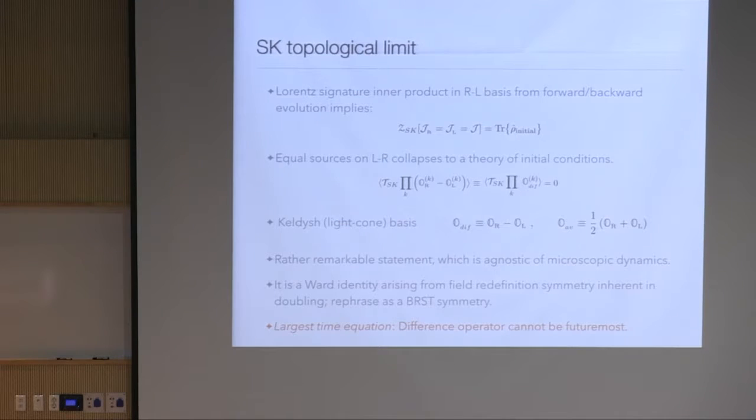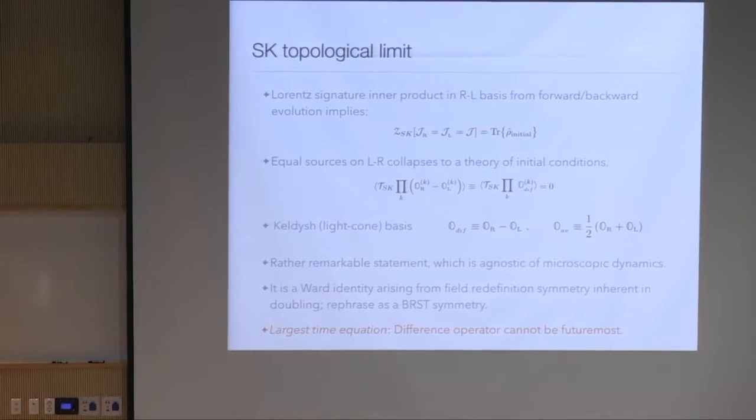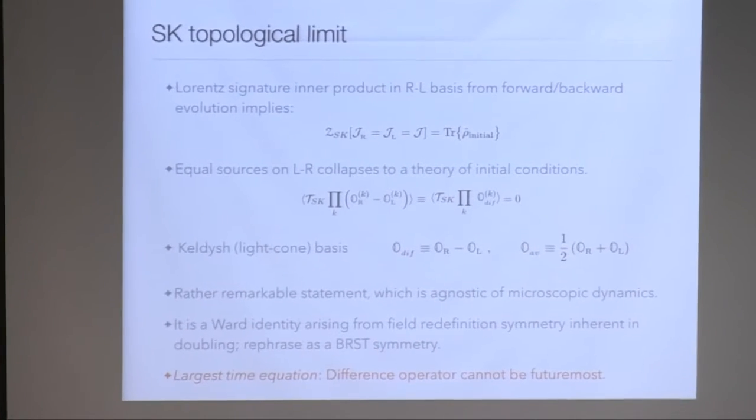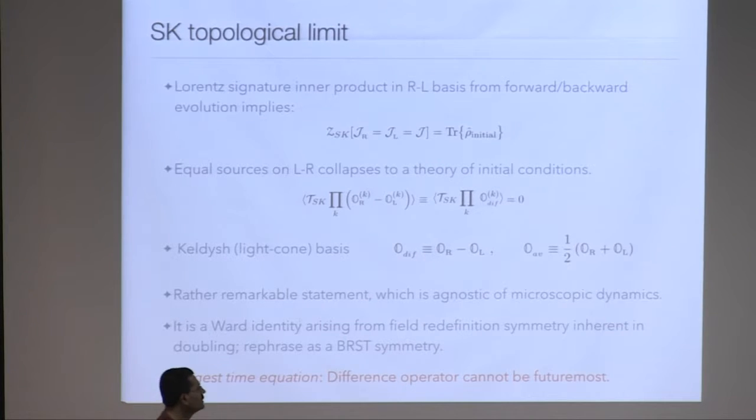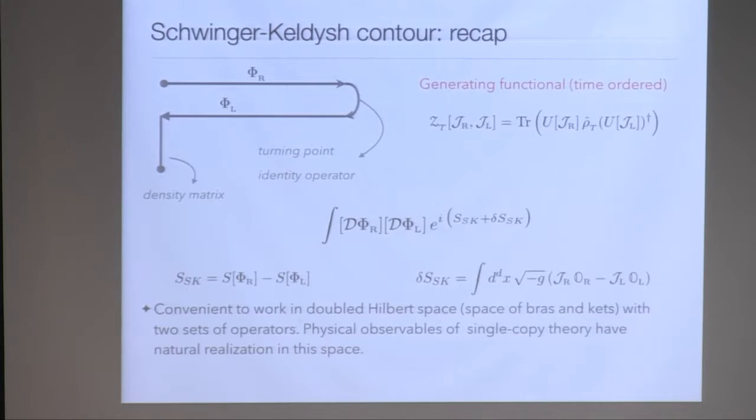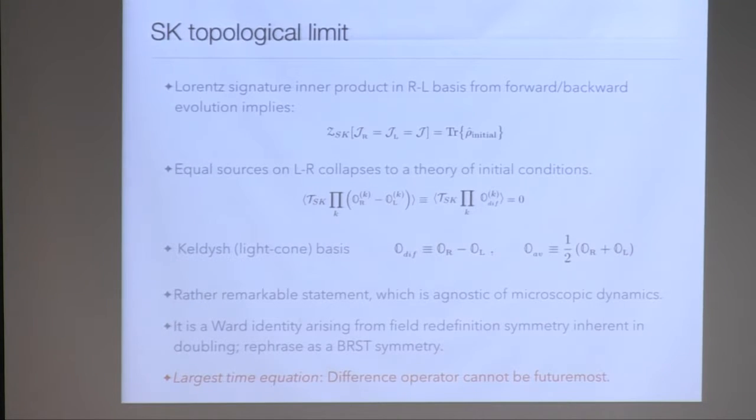Okay, so let's start. So first, let me make a very trivial observation, but one that has profound consequences. Suppose you take the Schwinger-Keldysh functional integral that I had 2 slides ago, and say j right equals j left. Then this unitary out front is the same as this unitary out front up to a conjugation. And since the trace is cyclic, you can just bring those two together. And what you get is that the partition function with the two sources set equal is nothing but the trace of the initial density matrix.